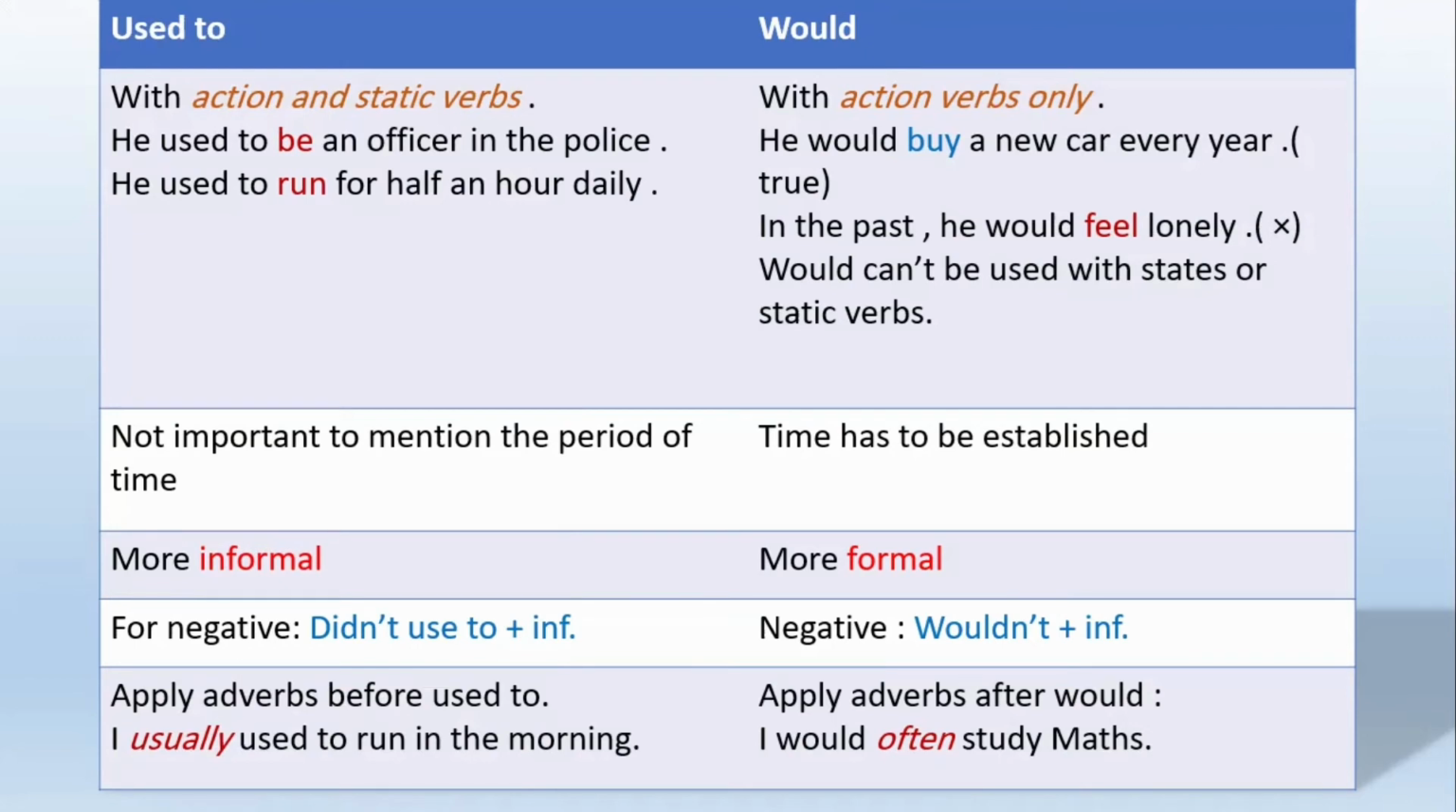With used to, it's not important to mention the period of time. So I can say when I was a child, for example, I used to cry a lot. I used to cry a lot without any time, but would, no. We have to state the time. I can say, for example, in the past, I would read one story each week or each weekend, like that. So we have to state the period of time with would, and it's not important to be stated with used to. Used to is informal.